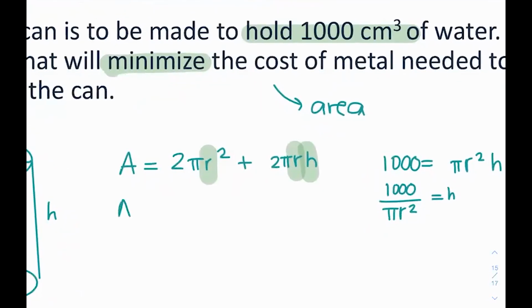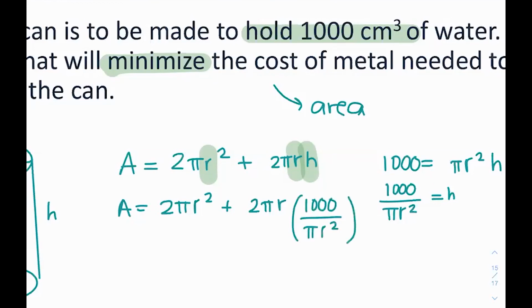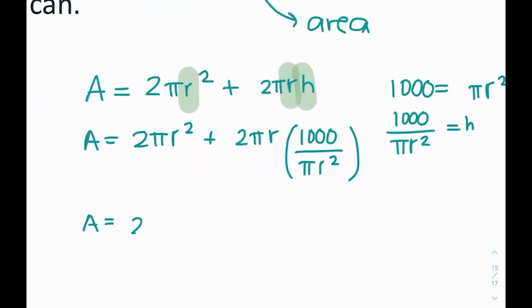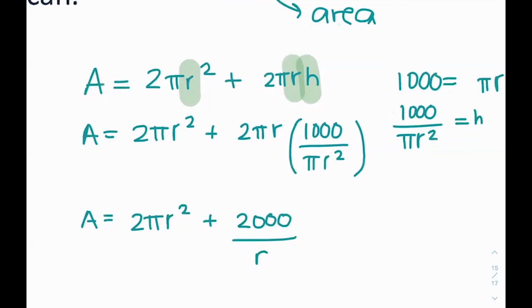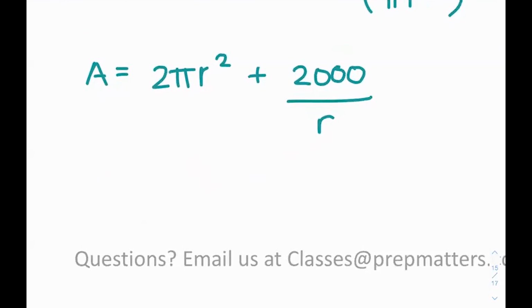So now I can say that A equals 2 pi r squared plus 2 pi r times 1,000 over pi r squared. I'm just going to clean that up for a minute. I'm not going to do any crazy math yet. So 2 pi r squared plus 2,000 over r, that cleans up beautifully. So now I have this area formula: area equals 2 pi r squared plus 2,000 over r. I created an equation that is in terms of only one variable.